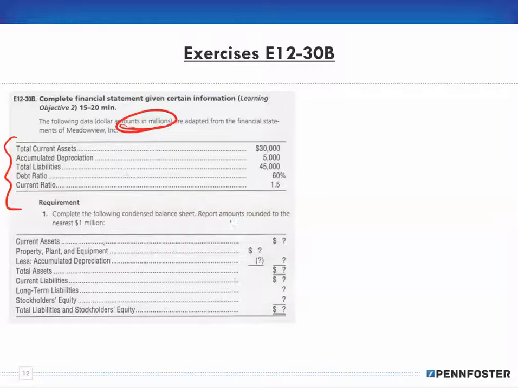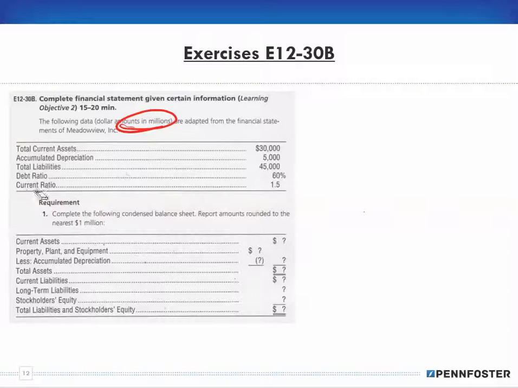Whenever you're working on a problem, answer what the question is asking. It says round to the nearest $1 million. Don't be giving answers like 3,250,000. Round to the nearest million, so you're talking about 3 million.